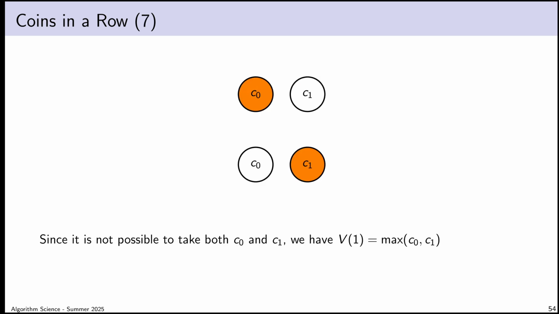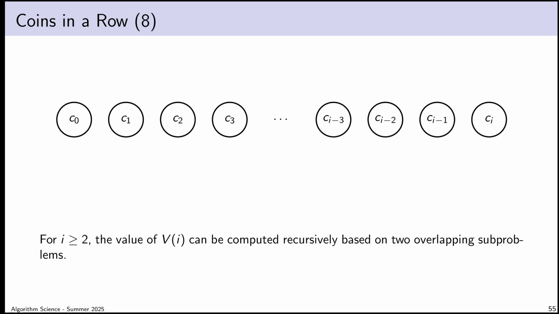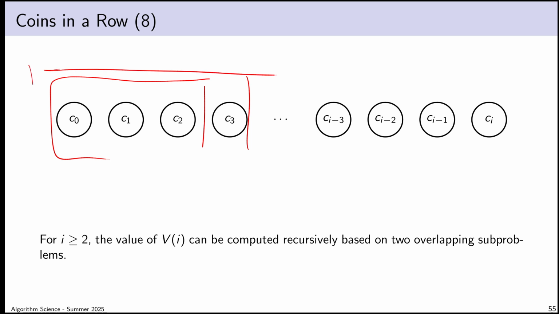V1: well, I can't pick up both C0 and C1, so either I pick up C0 or I pick up C1, and the one I choose to pick up will always be the one that's worth the most. So V1 is the max of C0 and C1. And then for i greater than or equal to 2, so if I want V2 or V3, it turns out I can compute Vi recursively.